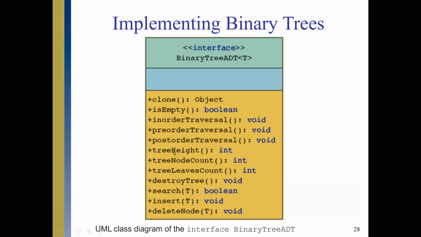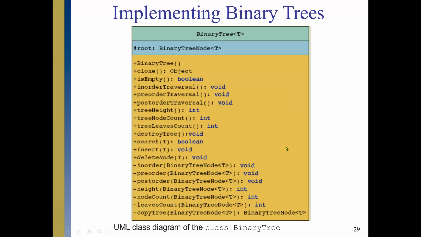Then next, we have the method to check the height of the tree. We also have a method to count the number of nodes we have in the tree. We can also count the number of leaves in the tree. We can also destroy the tree. We can search for an item in the tree. Also, we can insert an item in the tree. And also, we can delete a node in the tree. So these are the possible methods, or I would say the operations, we can do in binary trees.